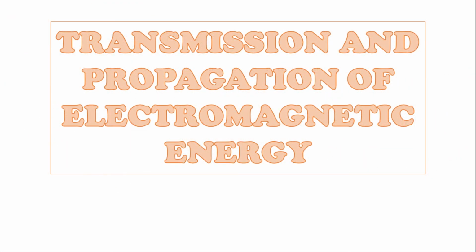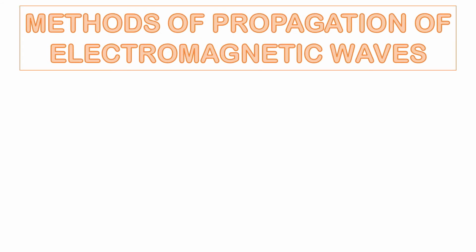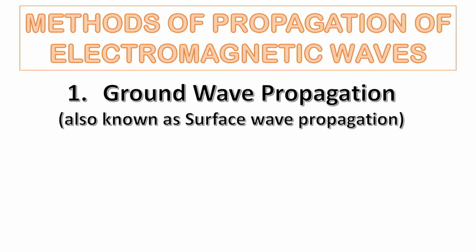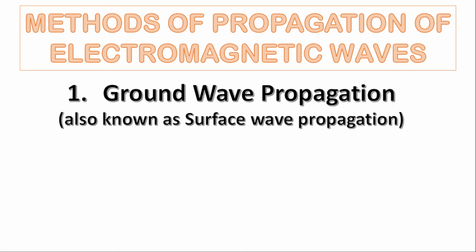And now, let us discuss the transmission and propagation of electromagnetic energy. 1. We have ground wave propagation, also known as surface wave propagation. It is a method of radio frequency propagation that uses the surface of the Earth and the ionosphere for transmission and can propagate at frequencies below 3 MHz.